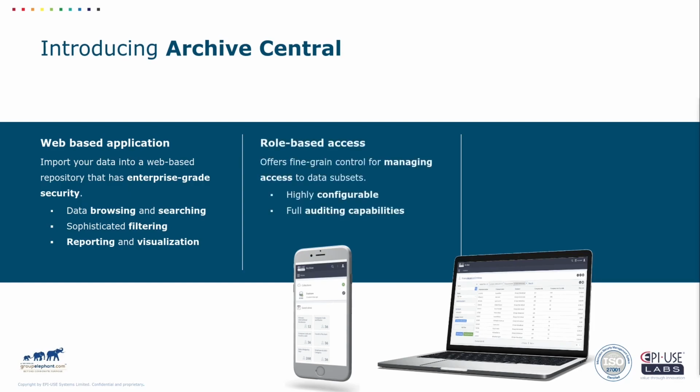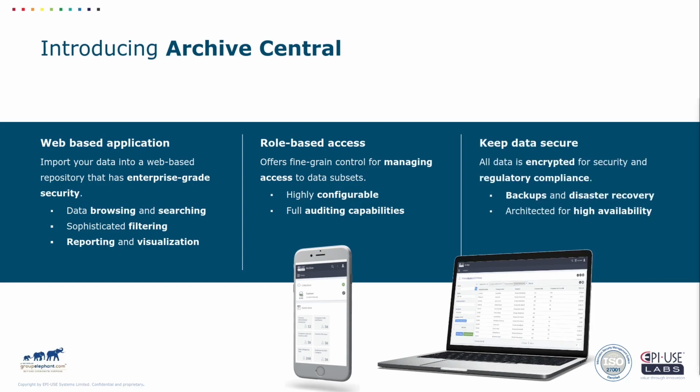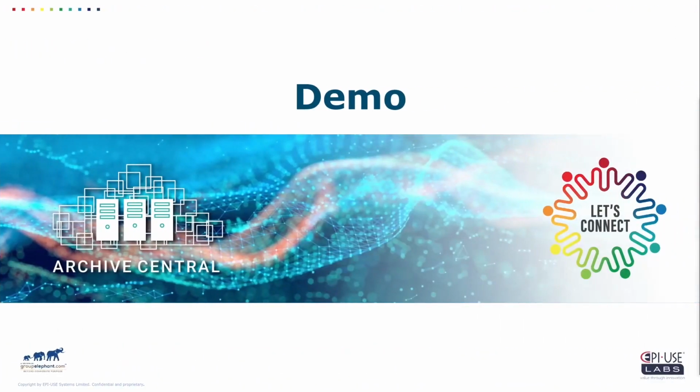A critical aspect of working with any potentially sensitive data is access control and security, something which is core to Archive Central. The application provides role-based access control to ensure users only see the data they should be allowed to see. Each data access is also audited. Also included out of the box are backups and disaster recovery capabilities, and we're proud to say we're ISO 27001 certified. That being said, seeing is believing, so let's jump into a demo.